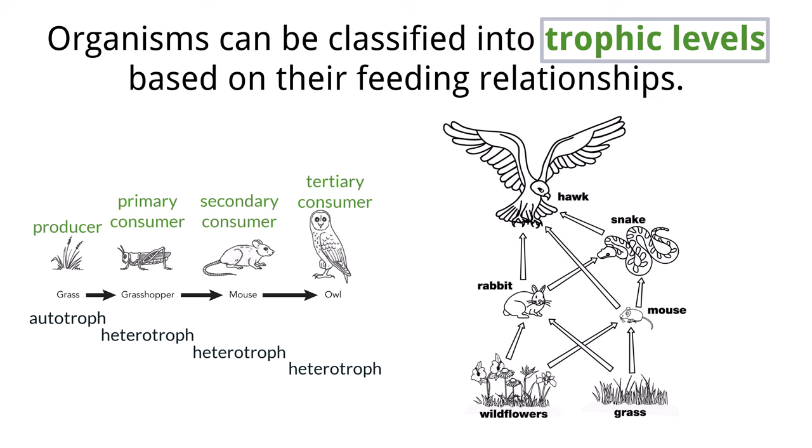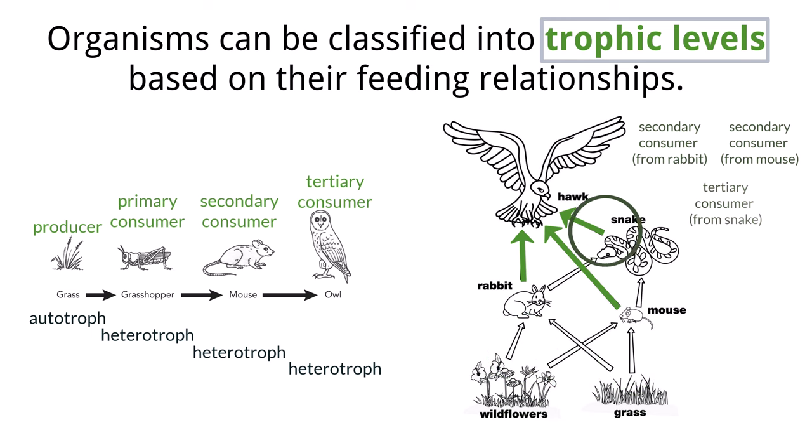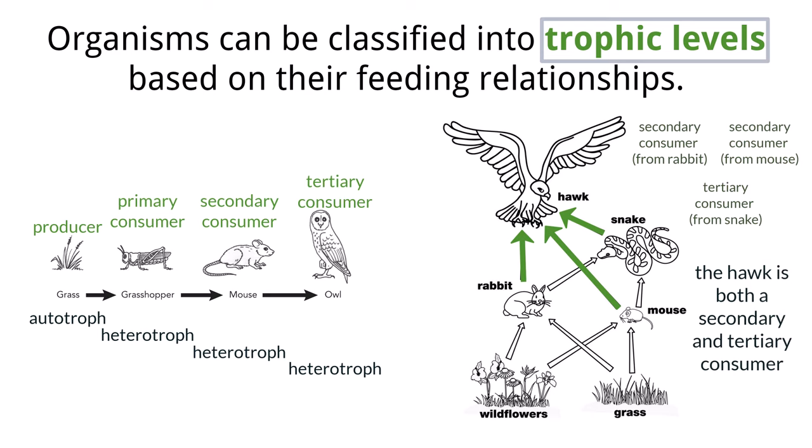We need to consider all possible food chains connected to the hawk within this food web to understand its trophic level. And we can see that the hawk is eating the rabbit, the mouse, and the snake. From the perspective of eating the rabbit, the hawk is a secondary consumer. From the perspective of the mouse, it is also a secondary consumer. And from the perspective of the snake, it is a tertiary consumer. So our answer here would be that it is both a secondary and tertiary consumer.